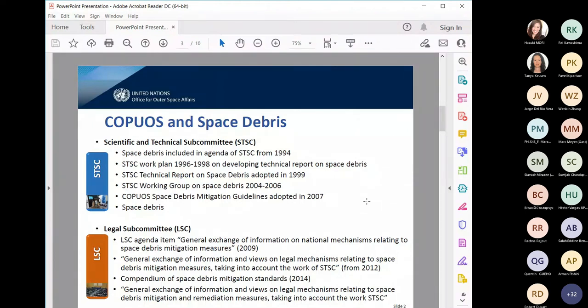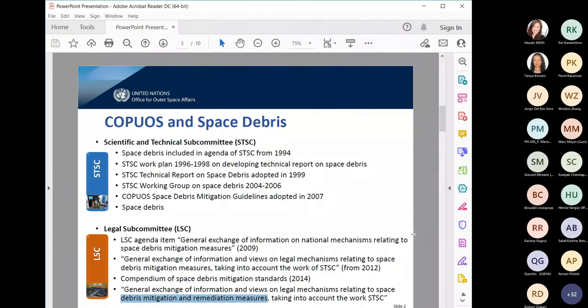The other subcommittee of COPUOS, the legal subcommittee, considers legal aspects of space debris. Here, I would like to bring to you some terminology that is used when we are talking about space debris. The two main concepts are space debris mitigation and remediation. So I'm wondering if the audience knows the difference between mitigation and remediation. In simple words, mitigation is about prevention.